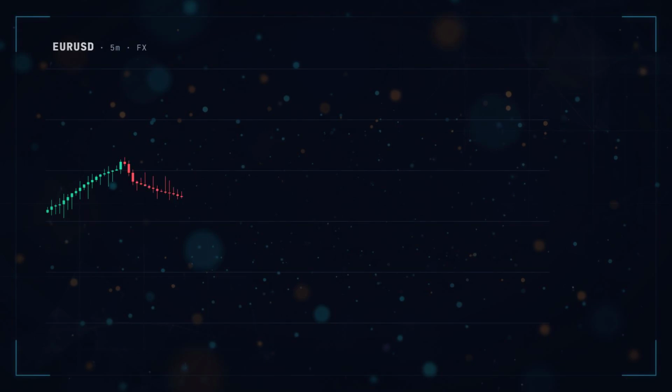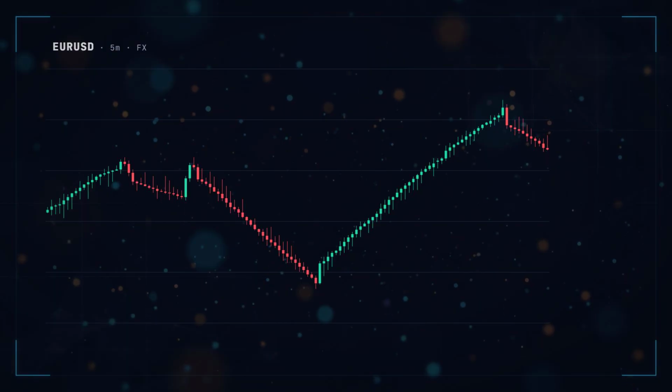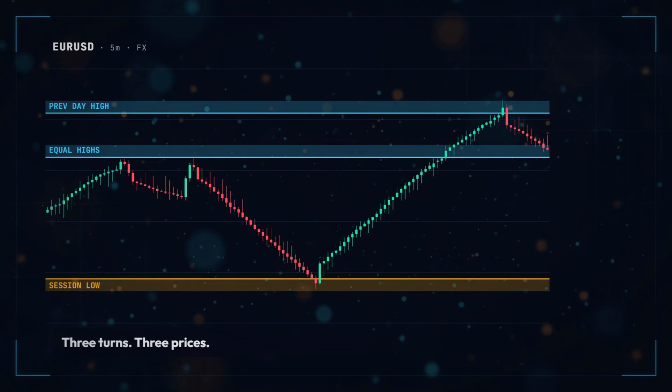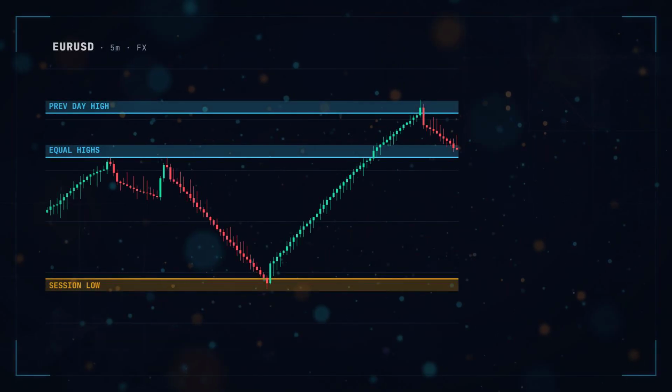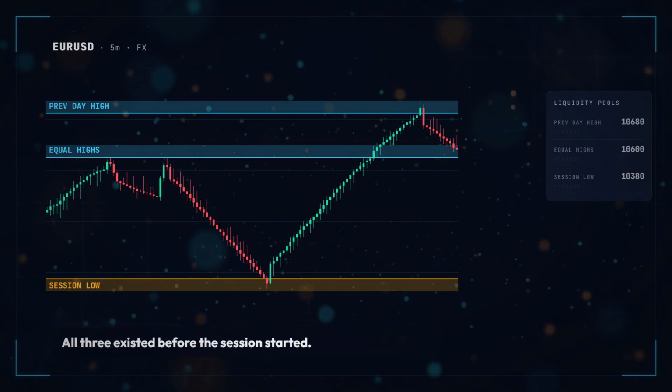One session, played at speed. Don't watch the candles. Watch where it turns. 3 turns, 3 prices. 10,380, 10,600, 10,680. Now here's the part that should stop you. Those 3 prices existed before the session started. Every one of them was on the chart hours earlier.